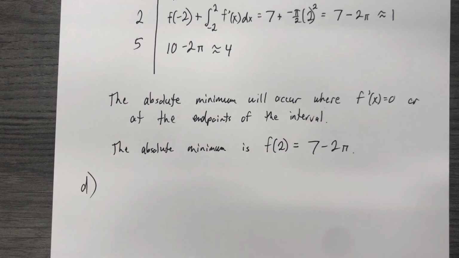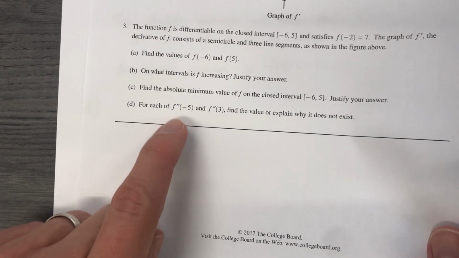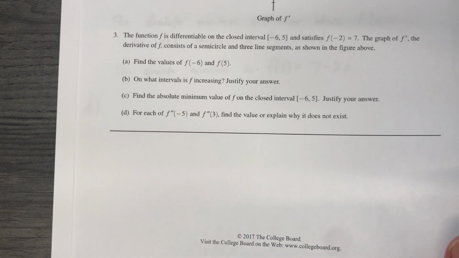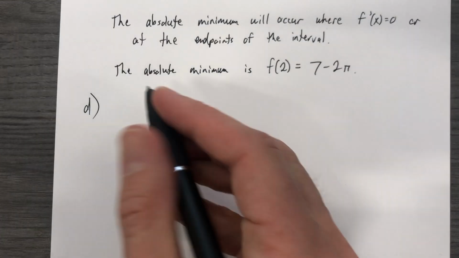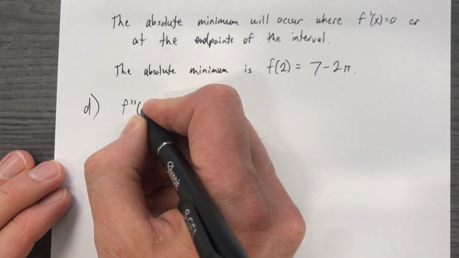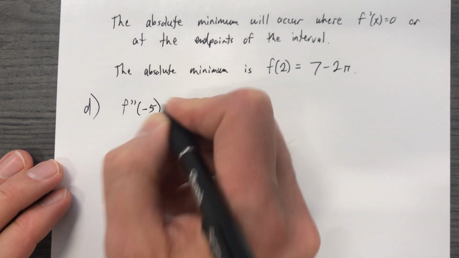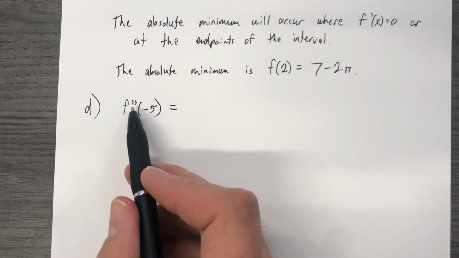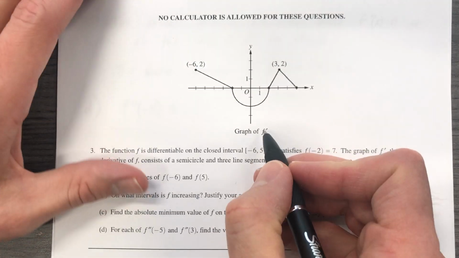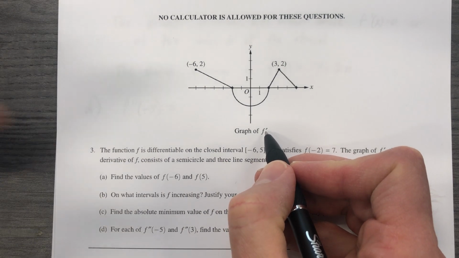Part D. For each of this and this, find the value or explain what does not exist. Okay, we'll do that. So f double prime of -5, and we're going to find the value of that if we can. Let's find out what the slope of the slope is at -5. This should be pretty easy. Here goes. This is the slope. Let's find the slope of the slope.